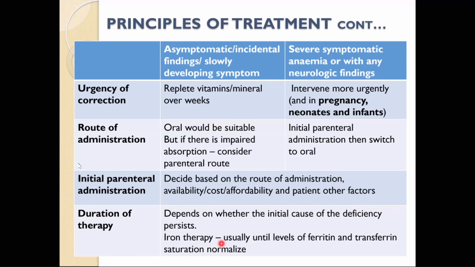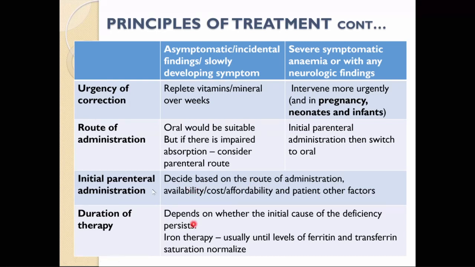Right. So this is again, I think, something that you have already learned. Urgency of correction. If it's asymptomatic, an incidental finding or slowly developing symptoms, you can correct over weeks. But if it's severe anemia or there are neurological findings, as in the case of B12 deficiency, you will have to intervene more urgently. If the person was pregnant or an infant, again, that would need more urgent intervention. Then decide the route of administration. Usually, the oral route is suitable for nearly all patients, but if there's impaired absorption, you might have to consider the parenteral route. And if it's severe symptomatic anemia, again, you might have to consider the parenteral route.